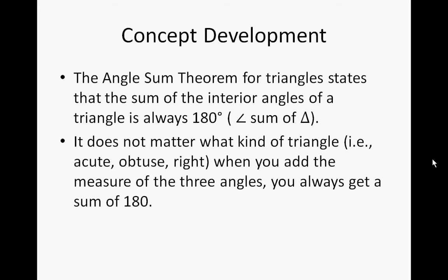So it does not matter what kind of triangle we're talking about, whether it's acute, obtuse, or a right triangle. When you add the measure of all three angles, you will always get the sum of 180 degrees.